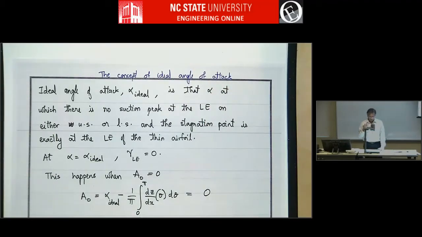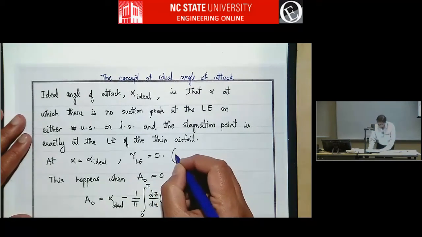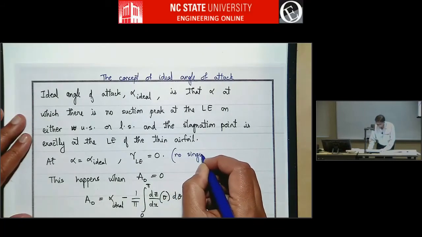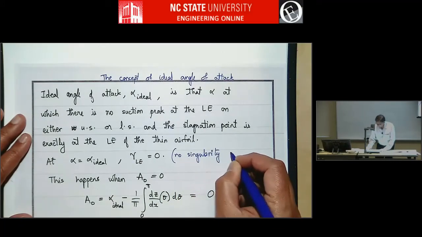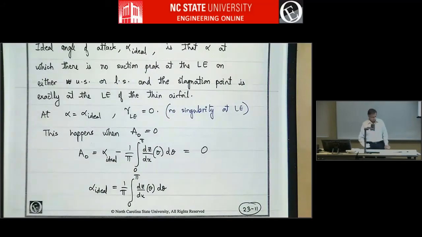So ideal angle of attack, which is denoted by alpha ideal in short, is that alpha at which there is no suction peak on the leading edge on either upper or lower surface, and the stagnation point is exactly at the leading edge of the airfoil. So that means when alpha equals alpha ideal, the vortex sheet strength at the leading edge is 0. So there is no singularity. And this happens when A0 is equal to 0.